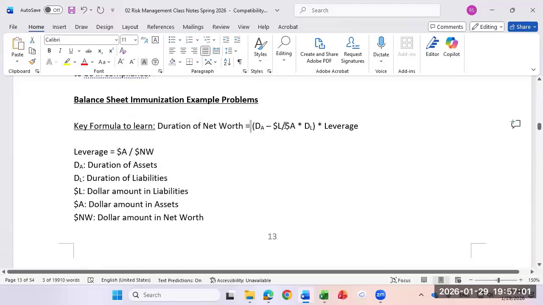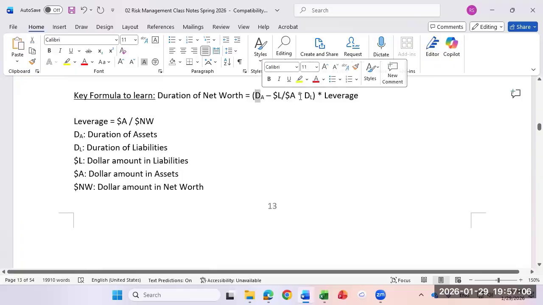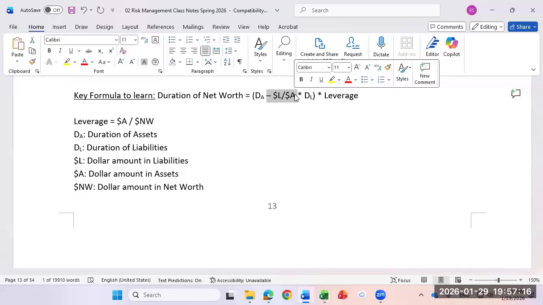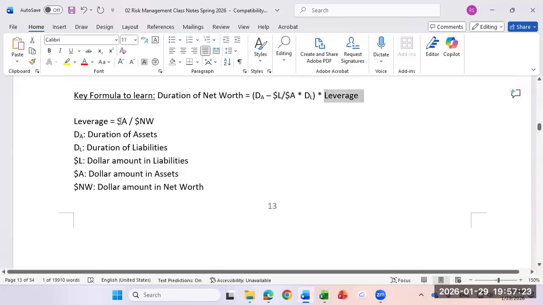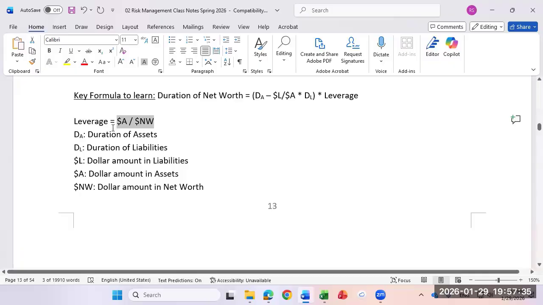All right, so this is the formula. You just got to know this formula. You don't just take duration of assets minus duration of liabilities. Why? Because assets are larger than liabilities. You have more assets than liabilities, so you have to make that adjustment. The impact of the duration of assets is going to be greater because you have more assets. So we make that adjustment. But then the whole thing is levered up because we're looking at net worth and assets and liabilities. When you make that leverage adjustment, which can be 10 or more to 1, it has a huge impact on the duration of net worth.